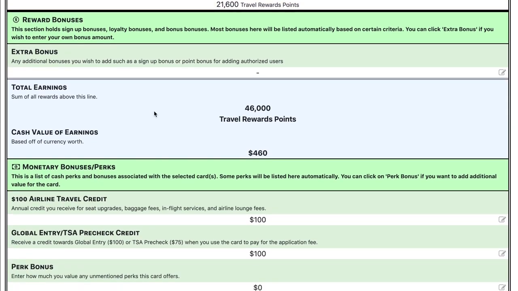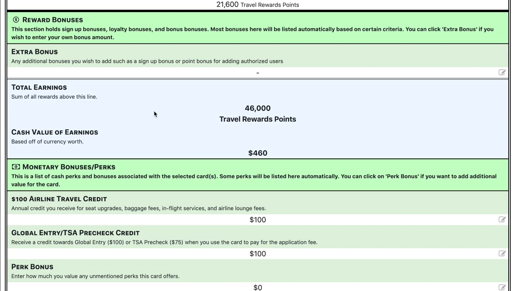Next up is monetary bonuses and perks. This card has a few specific perks. The first one being the $100 airline travel credit. So you will receive this credit annually for seat upgrades, baggage fees, in-flight services, lounge fees, things of that nature. You'll have $100 allotted to that every year. Swipe the card for one of those charges, and it will deduct from the credit.